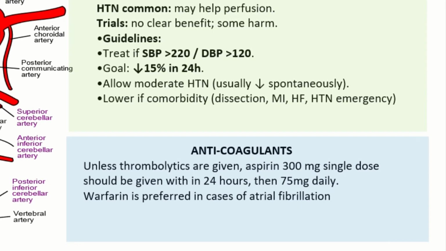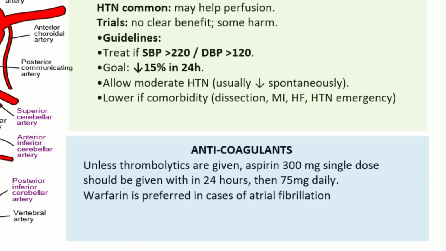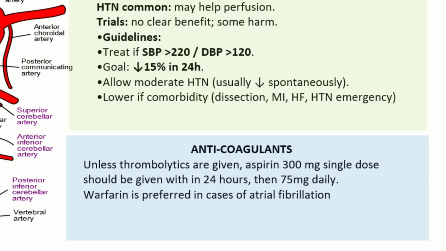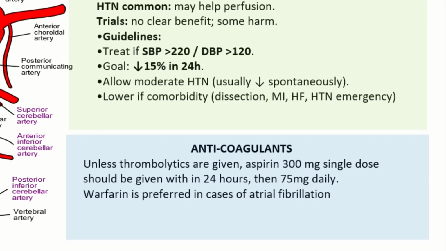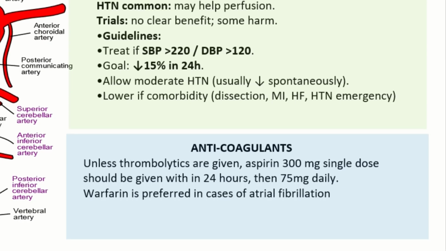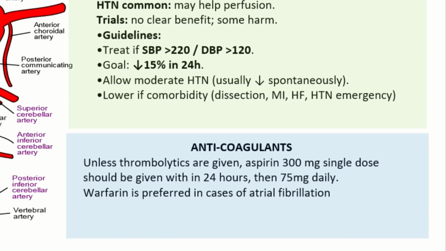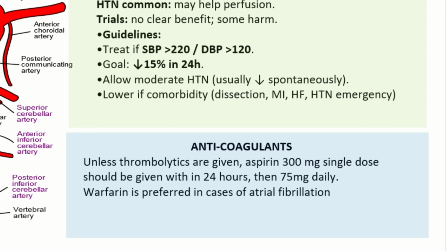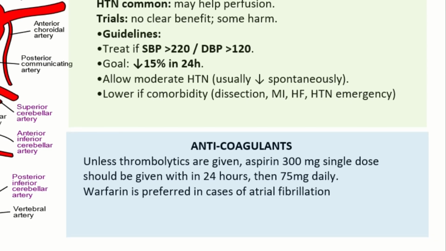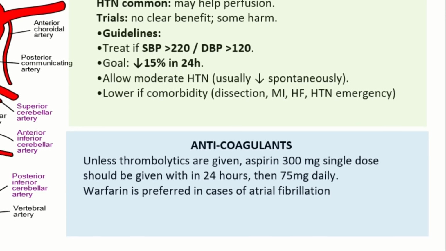Then we want to lower the pressure if there are comorbidities like aortic dissection, if there's myocardial infarction, if there's heart failure, or if there's a hypertensive emergency. That is also a situation where you may need to reduce this blood pressure, maybe a bit fast.